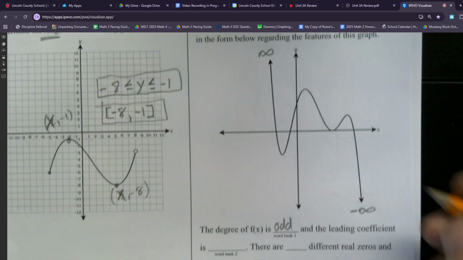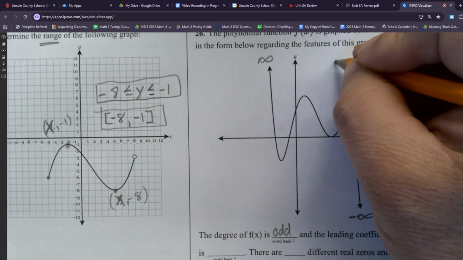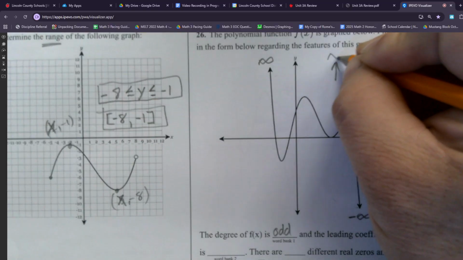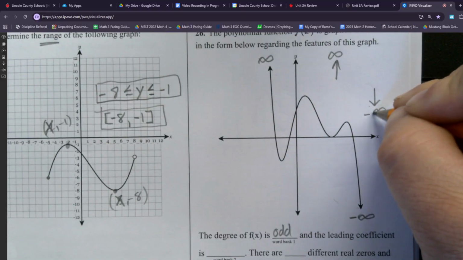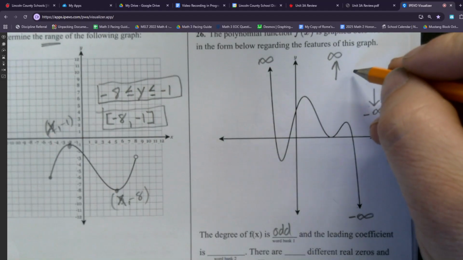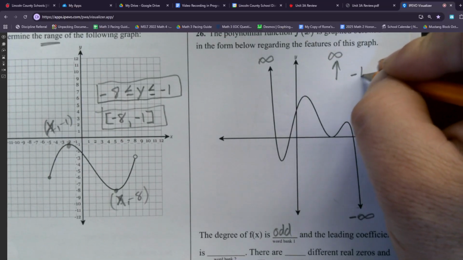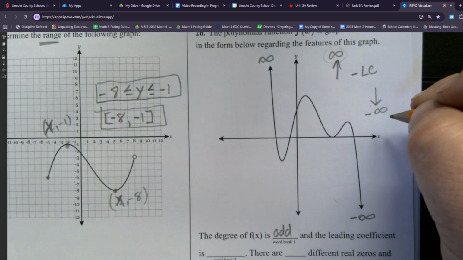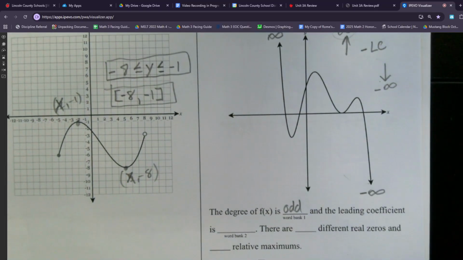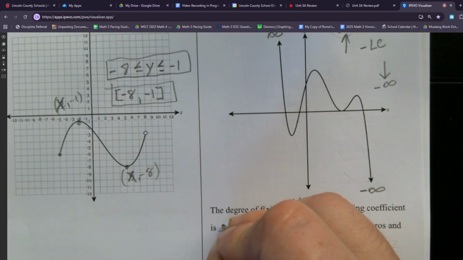All right, now, since it is rising on the left, falling on the right, then this tells me it's a negative leading coefficient. Just the fact that it rises on the left, falls on the right. Okay, so the leading coefficient is negative.